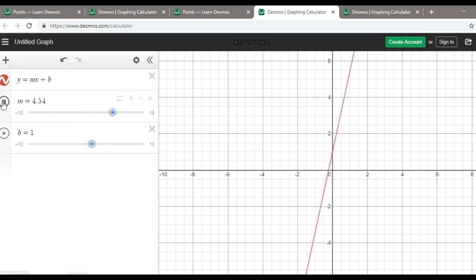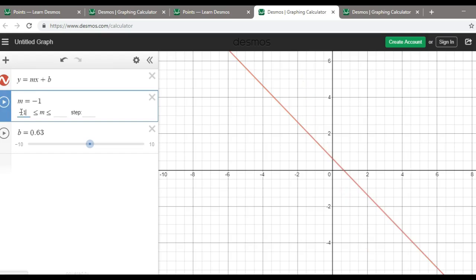If I hit the play button on M, we can see that as the slope changes, the line is rotating back and forth. If I pause that and play B, we can see that the line is moving up and down on the y-axis. Pause that. What we're going to do is change the restrictions on the slope and the y-intercept.